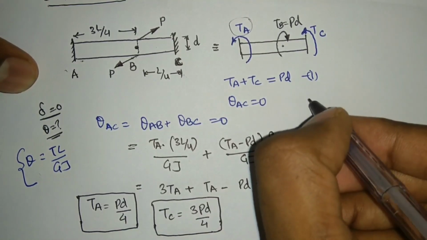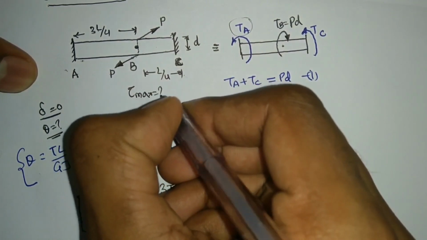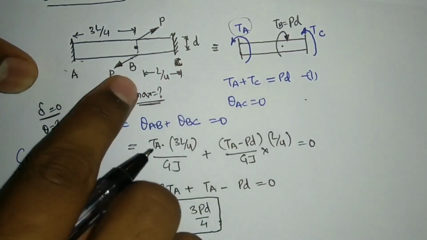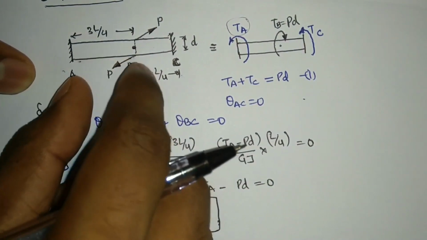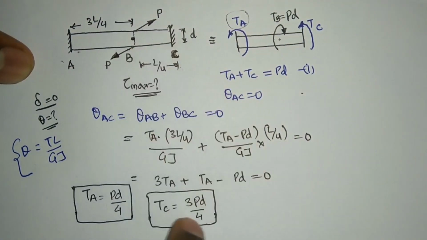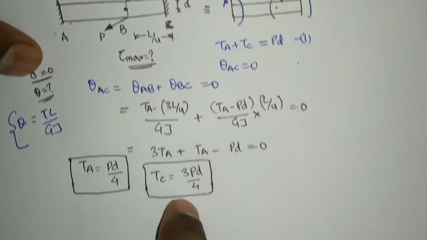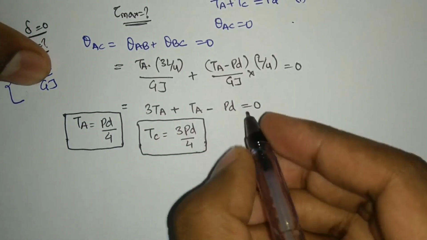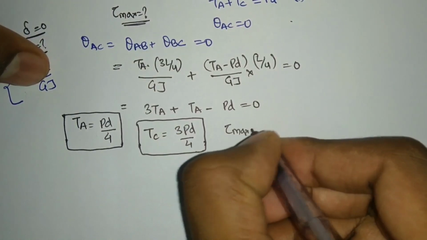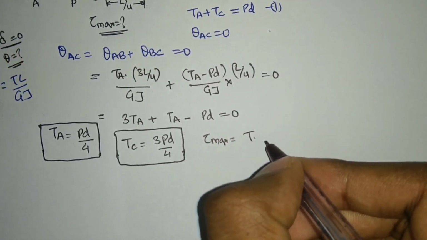Now I need to calculate the maximum stress acting over this shaft. On this shaft from A to B the torque acting is PD by 4. From B to C the torque acting is 3PD by 4. So what will be the maximum shear stress? Maximum shear stress will be with respect to TC, right? So tau max is equal to T, and what is the value of this?